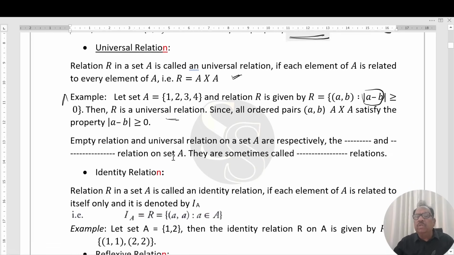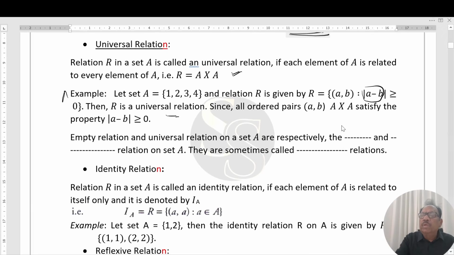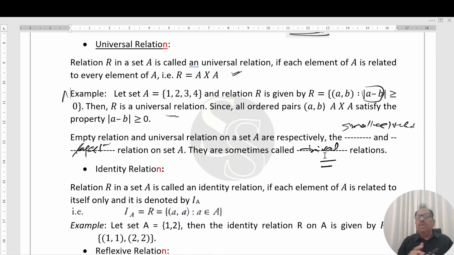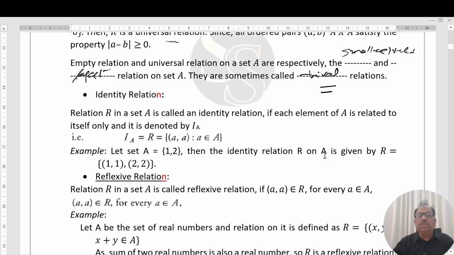The empty relation and universal relation are respectively the smallest and the largest relation, and they are sometimes also called trivial relations, right? Next is the identity relation. A relation in a set A is called the identity relation if each element of A is related to itself only, and it is denoted by I_A, right?